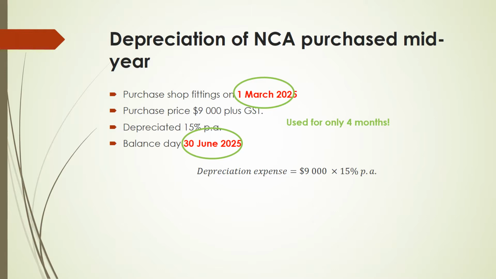To do this, we take the $9,000 multiplied by the 15% depreciation rate per annum. But because it was only used for 4 months, we need to multiply it by a fraction of 4 over 12, which is 4 months over 12 months. This gives us a depreciation expense of $450 that we can record for the year.